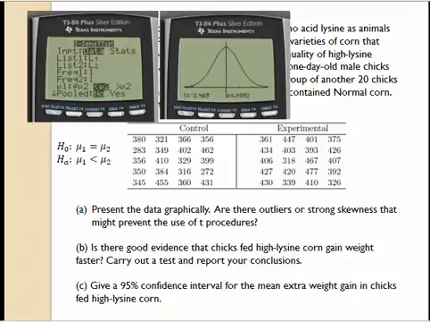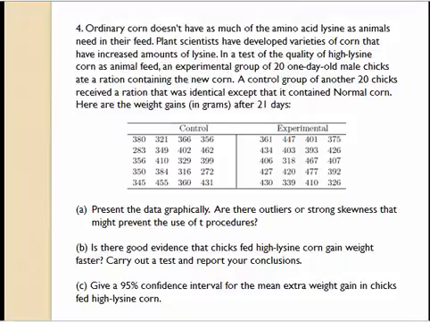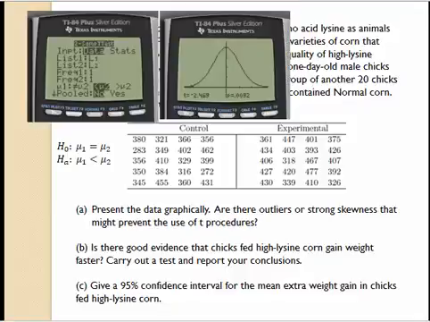I selected draw, got the t-value negative 2.469 and the p-value of 0.0092. So a small p-value. So at even the 1% level, we would reject the null hypothesis. So yes, there's good evidence that chicks fed high lysine corn gain weight faster than the chicks fed the normal corn. And then you can also do confidence intervals.